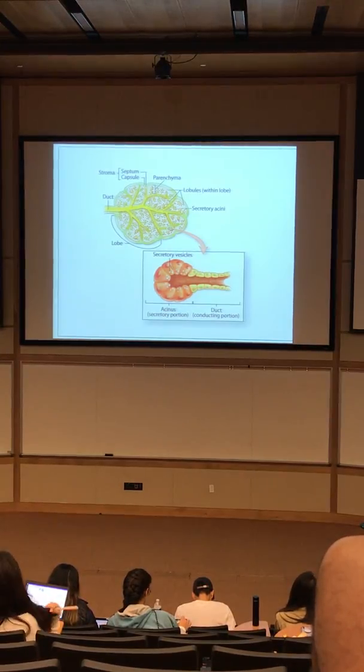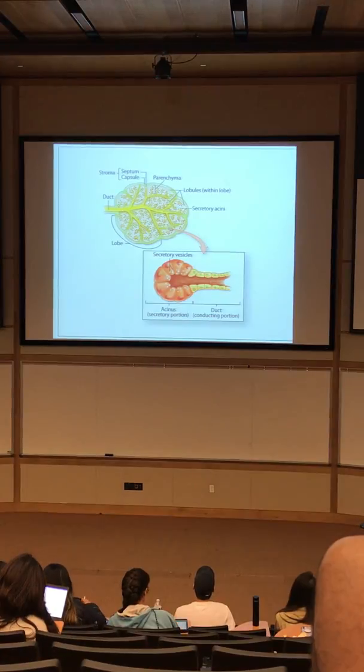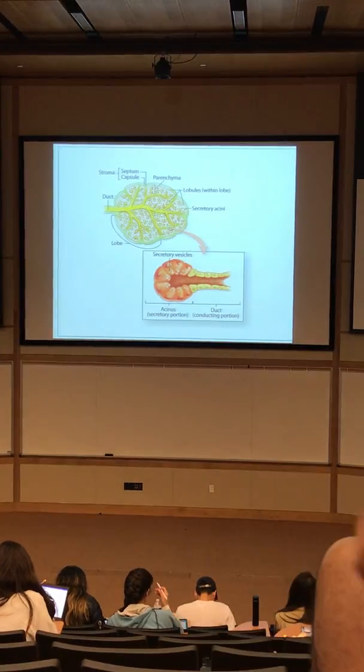And then each gland is surrounded by a capsule. Extending into the gland from the capsule are septa, and the septa contain blood vessels and nerves and so forth to supply stuff for the formation of saliva.